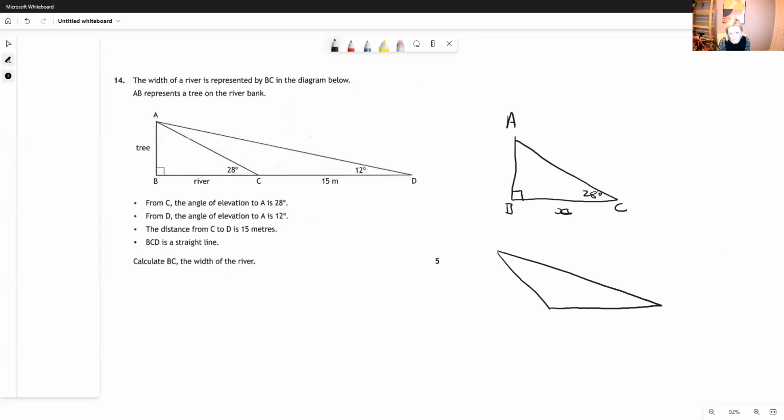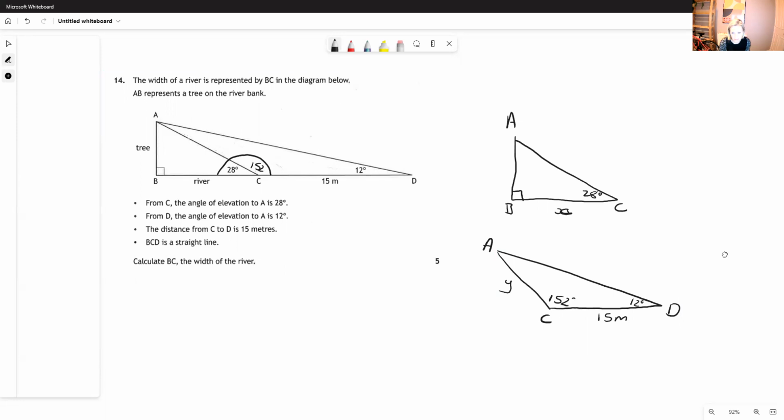Okay, so this is D and C and A. Now I know that angle is 12, and I know that side is 15. And I'm going to call this side Y because that's the first thing that I want to calculate. Now, this 28 sits on a straight line, so that means the other angle is going to be 180 take away 28, which is 152. So that's 152 there.